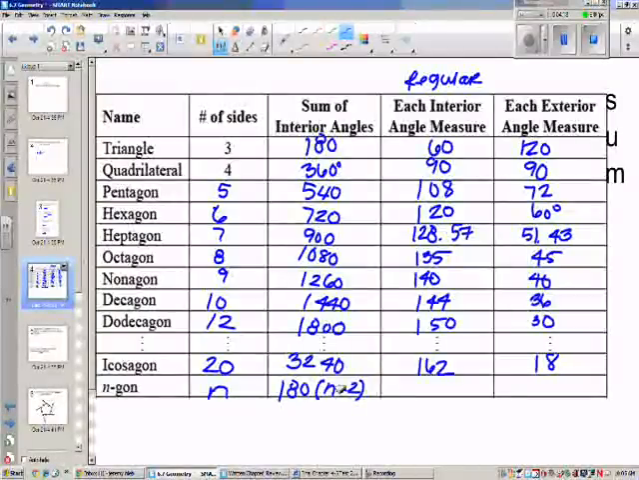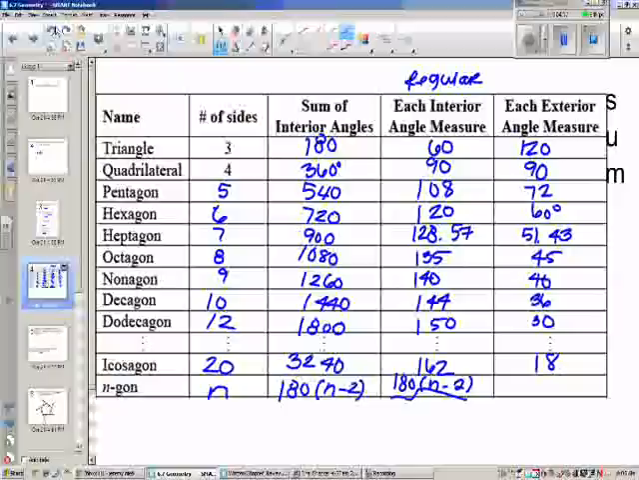Now let's look at each interior angle measure. This is again for regular polygons. So equilateral triangle 60, square 90. For a pentagon, you do 540 divided by the number of sides, which is the same as the number of angles. So 540 divided by 5 gives you 108, then 720 divided by 6, and so forth, all the way down. So we need to come up with a pattern: we take the sum, and the formula for the sum is 180 times n minus 2, and we divide it by n. Let me rewrite that.